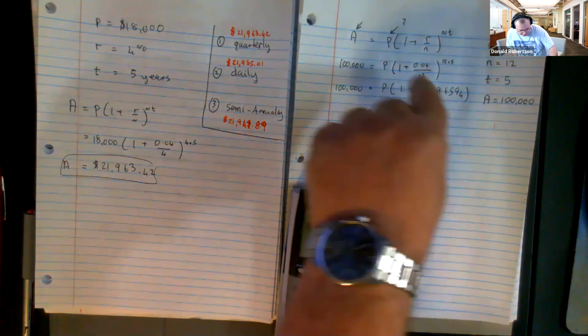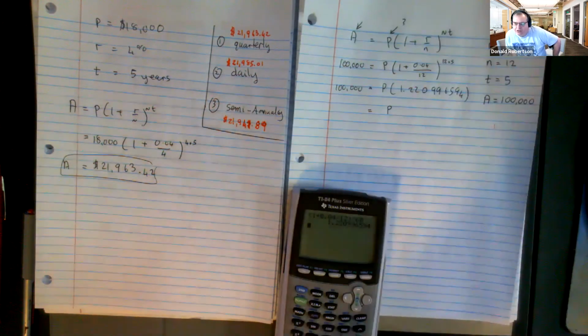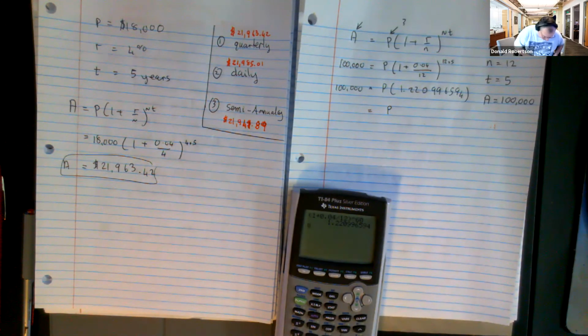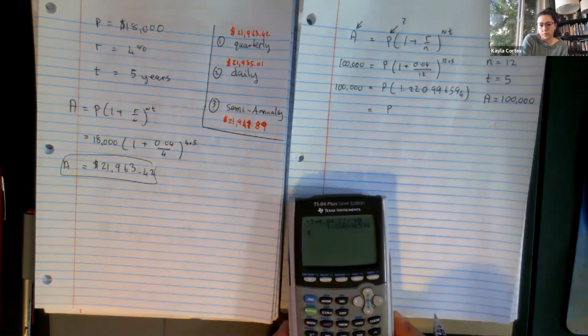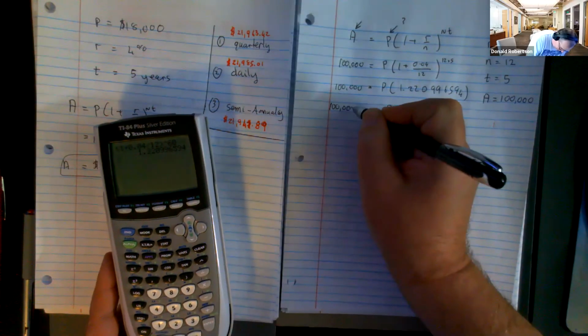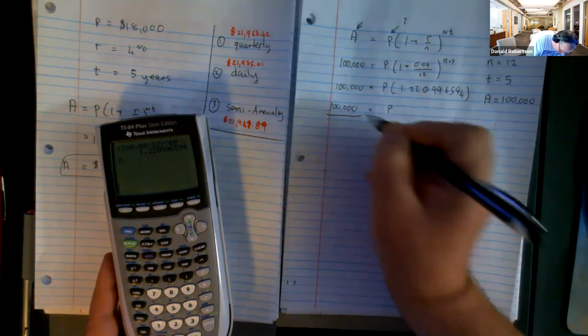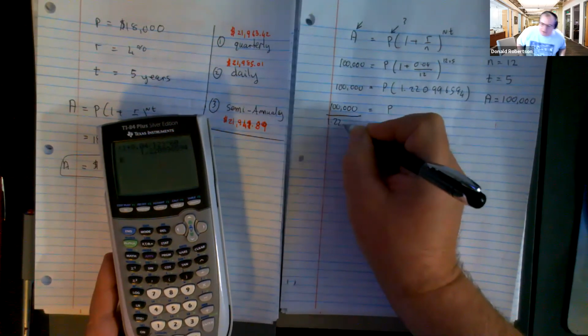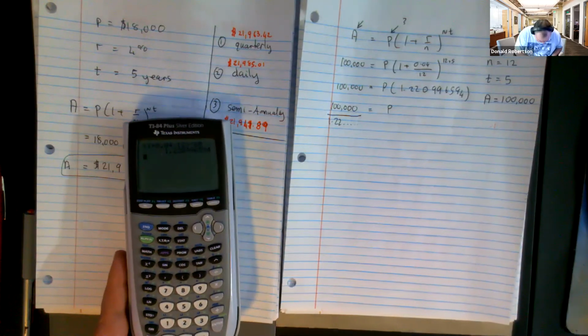P times that is 100,000. What will I do to both sides to get P? Divide by that 1.22, et cetera. I'm just going to call it 1.22, et cetera, so you know what I'm talking about.